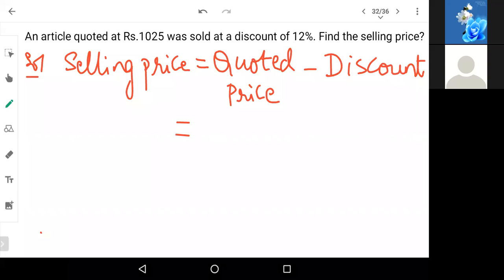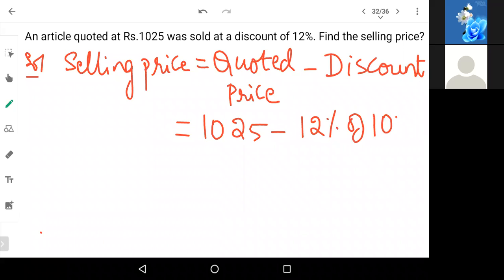So what is the quoted price? Quoted price is 1025. And what is the discount? Discount is 12% of 1025. We have to calculate 12% of this amount. You can directly do minus 12%, but it's always better to show it stepwise. So first find out 12% of 1025.